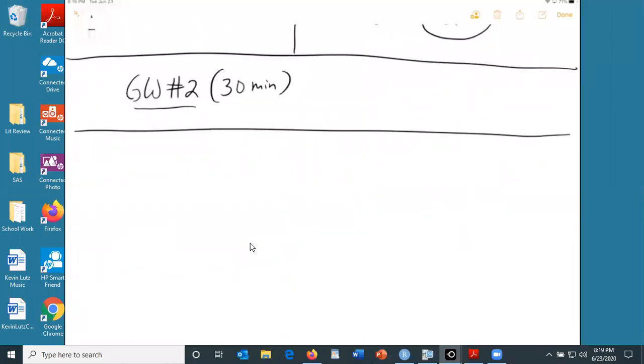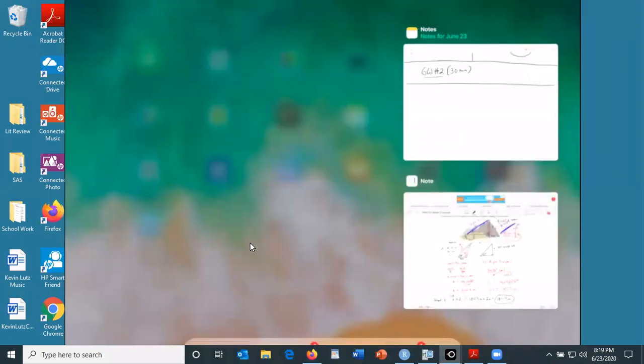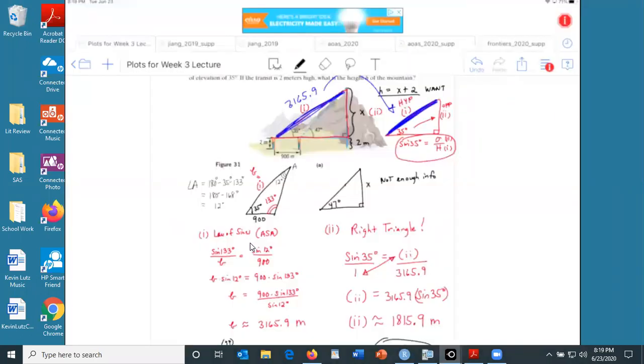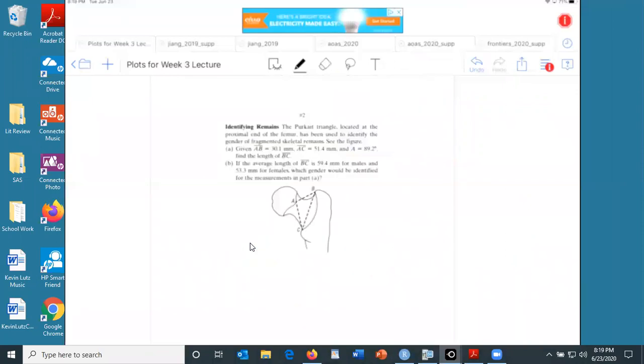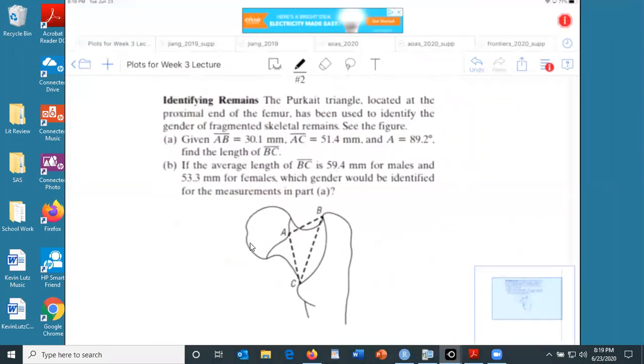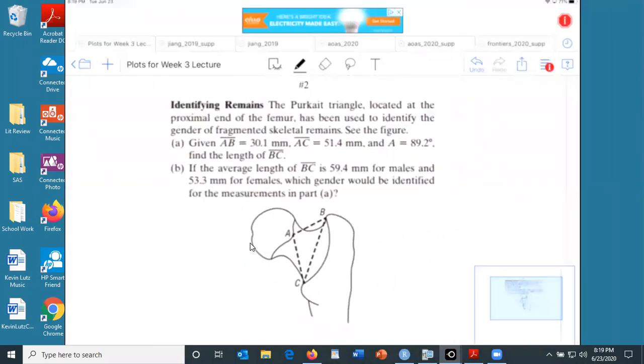Okay, so what I would like to start with is finishing off the last problem from the plots for the week. This just involves a little application of the law of cosines. So we'll pick up with that, and then we'll go into the last part of our lecture here.